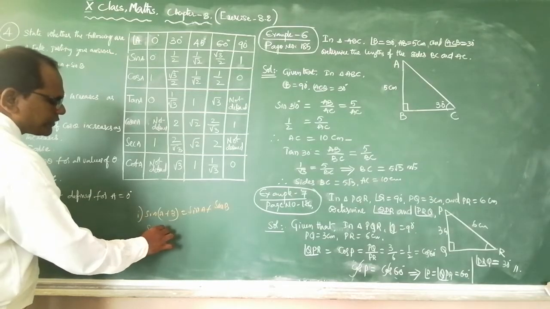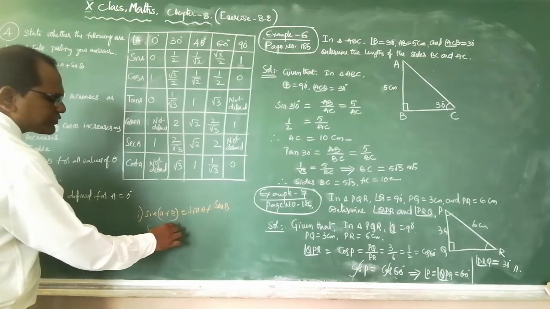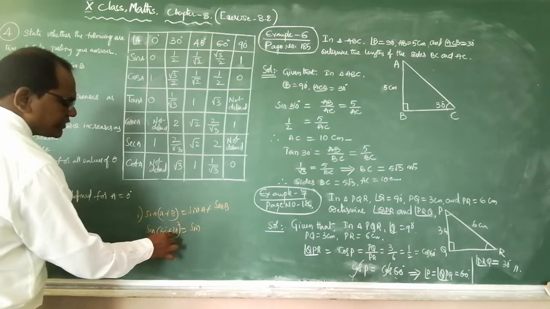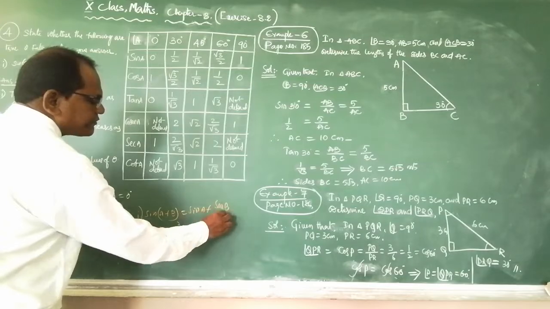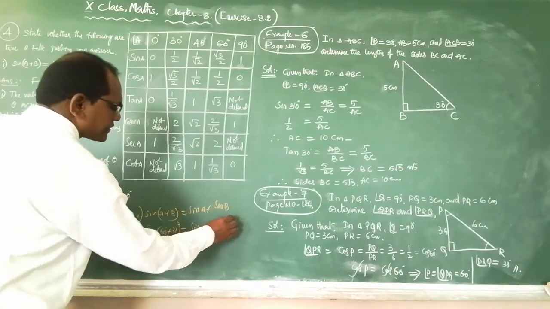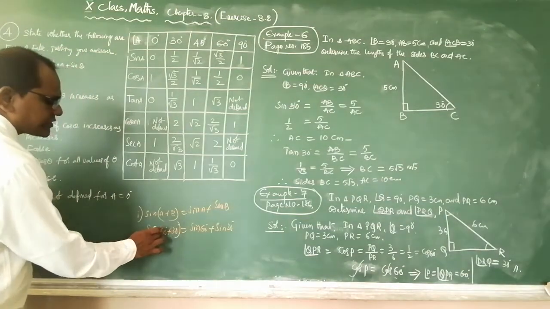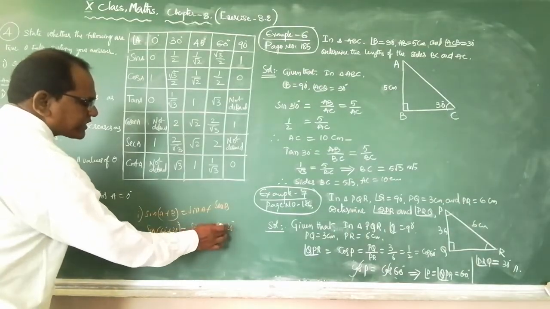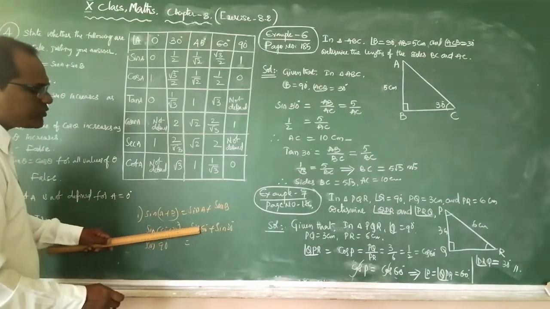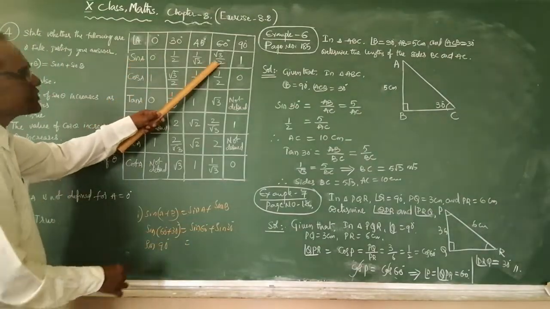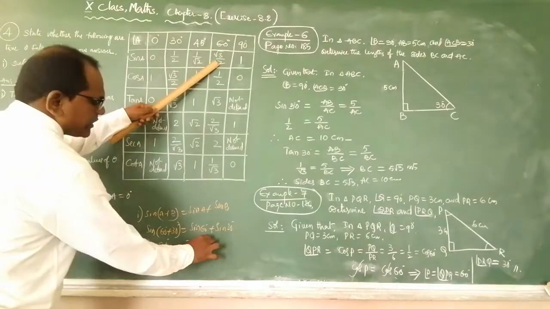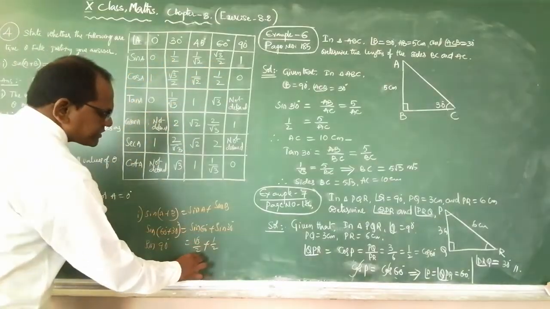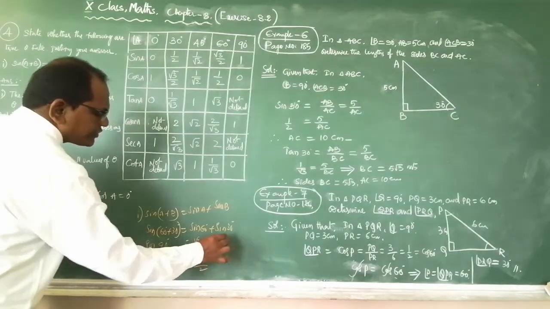A equals 60 degrees and B equals 30 degrees. Then sin(A + B) is sin(60 + 30) degrees, which is sin 90 degrees. On the right side, sin A plus sin B is sin 60 plus sin 30. Sin 60 equals root 3 by 2, plus sin 30 value, which is 1 by 2. So it is root 3 plus 1 by 2.